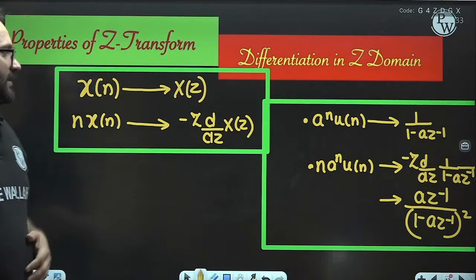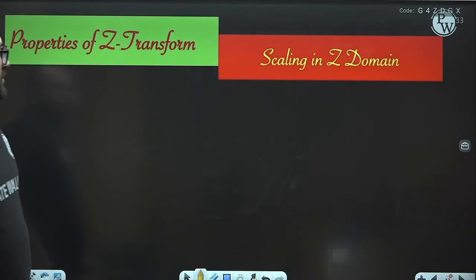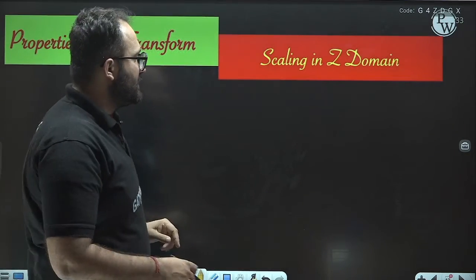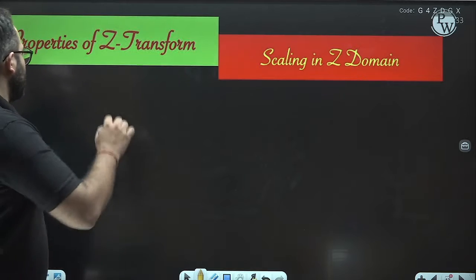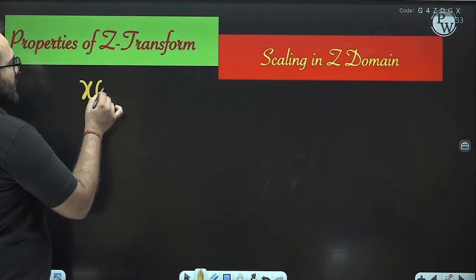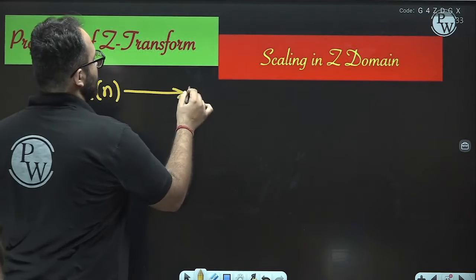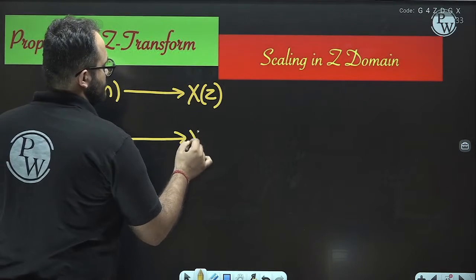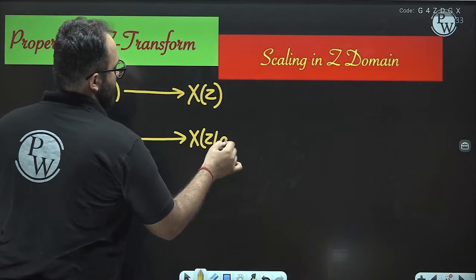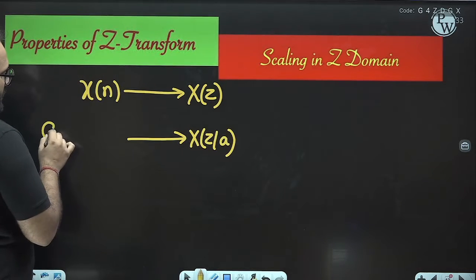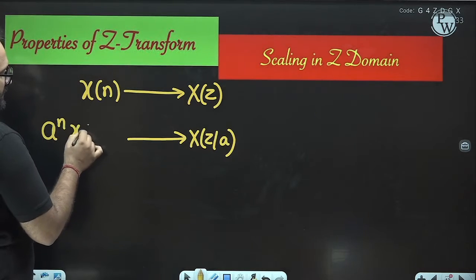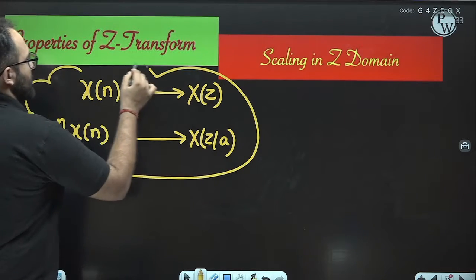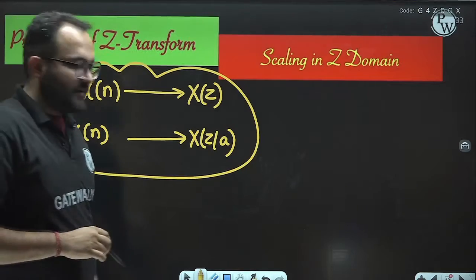Okay, next. So differentiation in z domain. After this we have scaling in z domain. So scaling in z domain means if x[n] has z transform X(z), then X(z/a) will lead to a^n x[n], multiplication here. This property is also very important. Okay, let's see one example here.